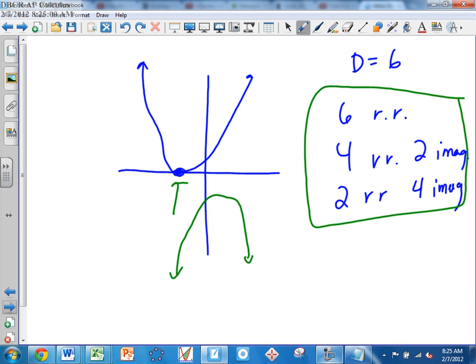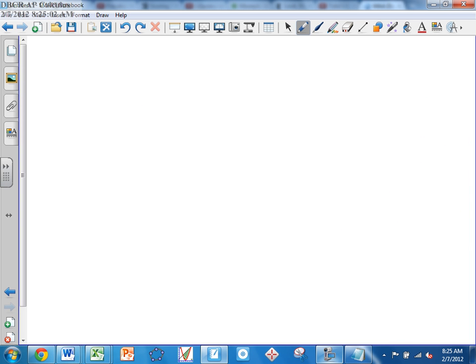Let's go to our next example. On your calculator, please graph the following. And please zoom in. Zoom in a lot so you can see what's going on near the root. There's a lot going on near the root. You have to zoom in to see it. And you can even use the zoom in function.